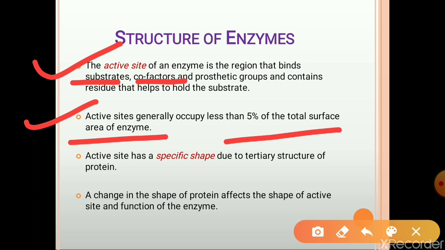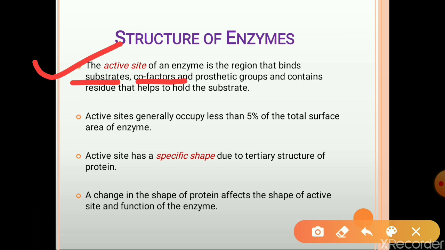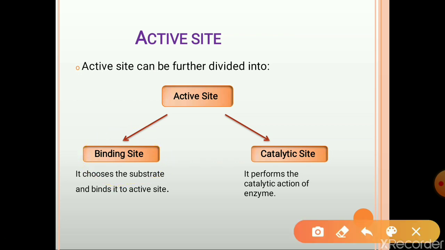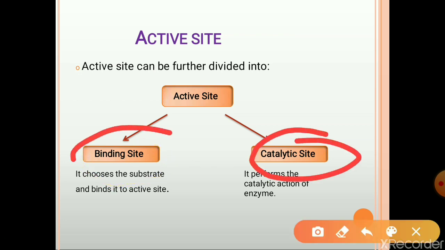So the active site has a specific shape due to the tertiary structure of the protein. A change in the shape of the protein affects the shape of the active site and the function of the enzyme. Next slide. The active site has two parts: one is the binding site and another is the catalytic site. Means the binding site will bind to the substrate and the catalytic site will catalyze the further reaction.